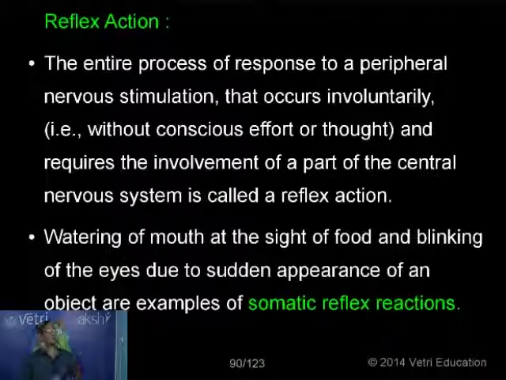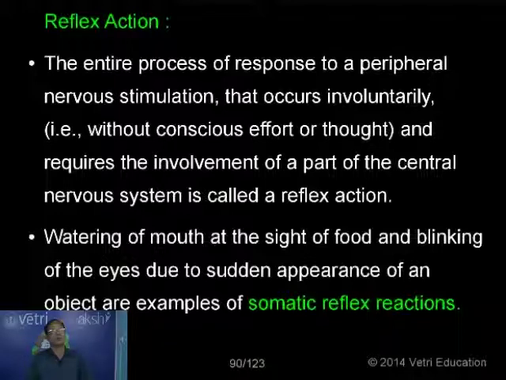So what is given here is also the definition: the entire response to peripheral nervous stimulation, which occurs involuntarily and which requires the involvement of a part of the central nervous system, not the entire central nervous system, is called a reflex action. A response to peripheral nervous stimulation which occurs involuntarily, without consciousness, without the effort of thought, and which requires a part of the central nervous system, is called the reflex action.